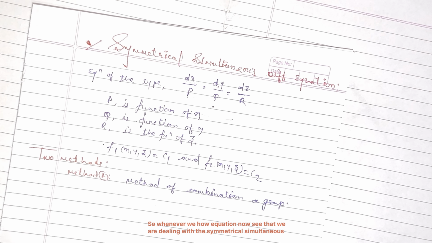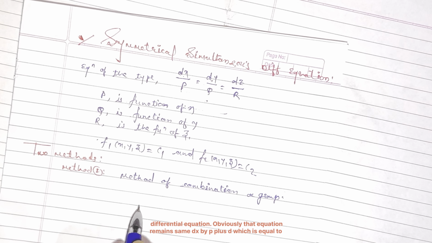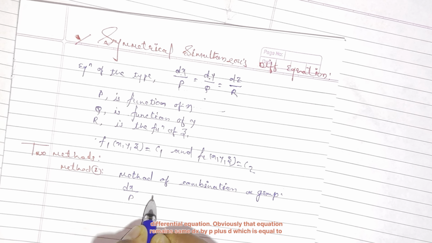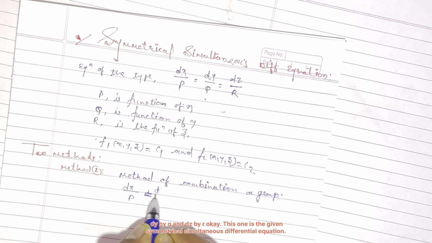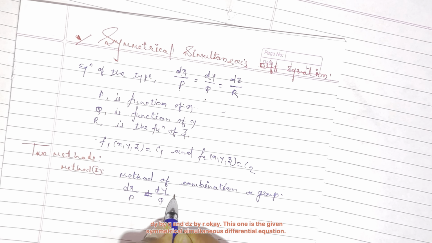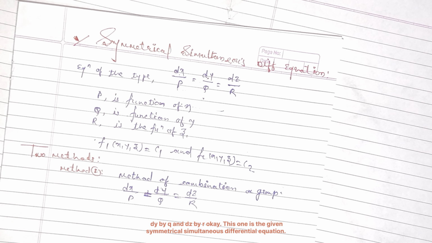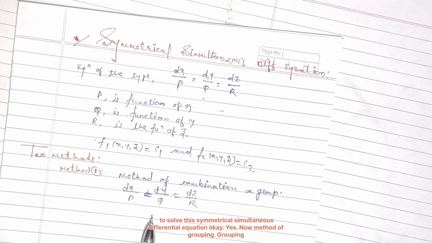Whenever we have an equation, we are dealing with the symmetrical simultaneous differential equation, which remains the same: dx by p equals dy by q equals dz by r. This is the given symmetrical simultaneous differential equation. We have to solve it using the method of combination, and we are going to apply this method.